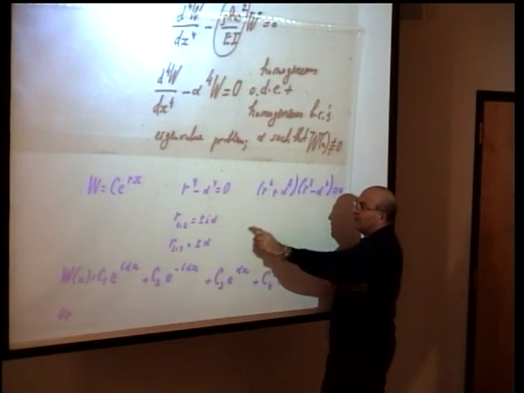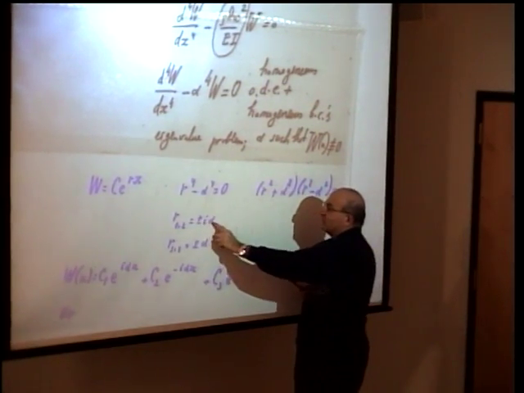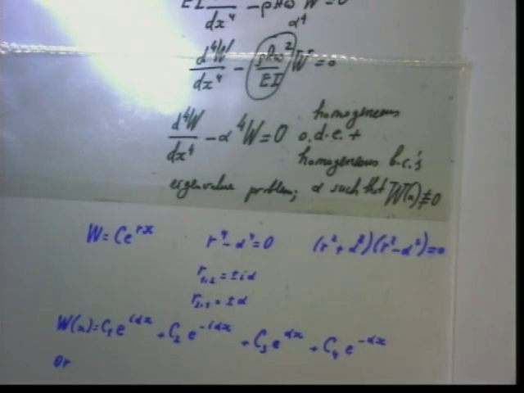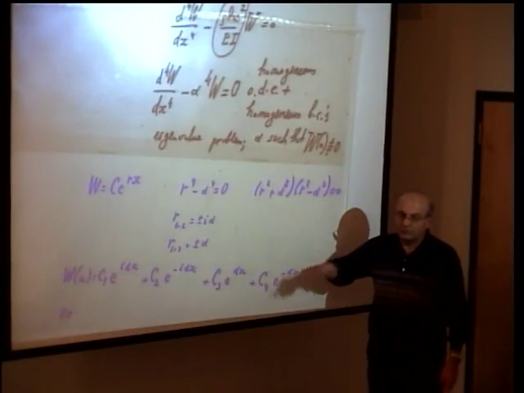Minus alpha square, or R12 equals plus minus i alpha. i is the square root of minus 1.